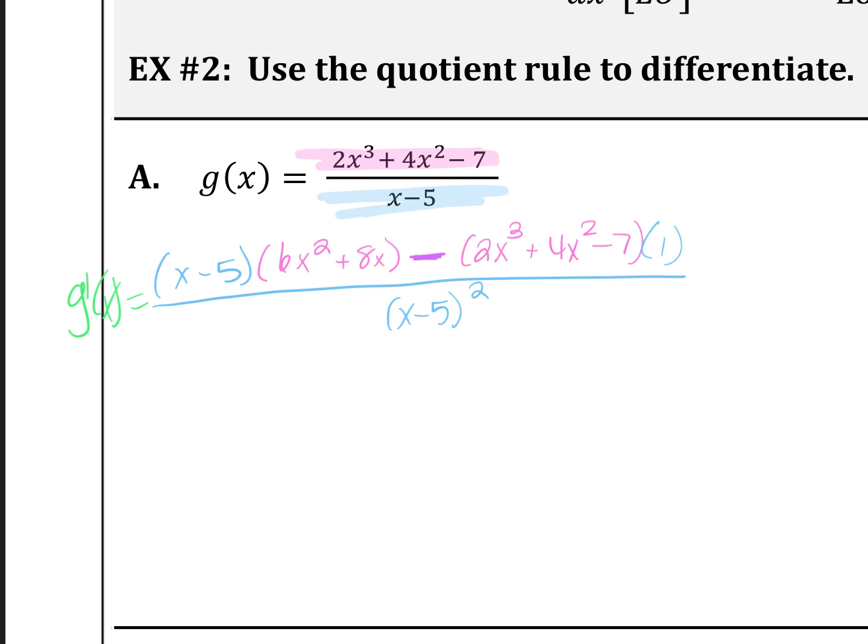Are we just multiplying? Yeah, we're going to FOIL the first two. So 6x cubed plus 8x squared minus 30x squared minus 40x. And then we have to distribute this minus sign through on the side. So minus 2x cubed minus 4x squared plus 7.